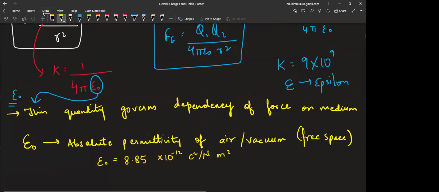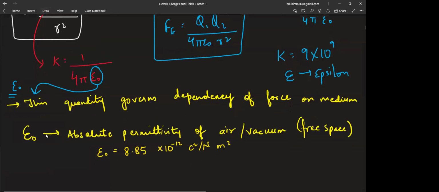This is the value particularly for air. When you put the value for air, you get 8.85 into 10 to the power minus 12 coulomb square per Newton meter square. Basically, this is for air, vacuum, or free space, and this is calculated experimentally. So this value you have to remember. This value, epsilon naught, 8.85 into 10 to the power minus 12, you have to remember, because it won't be mentioned in your exam. This is a value you will have to substitute.